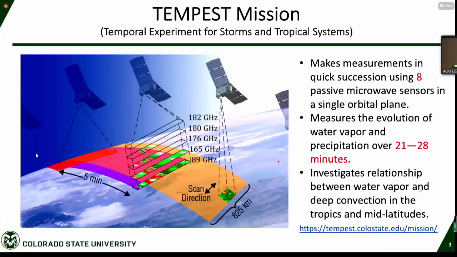First, I would like to introduce what the Tempest mission is. Tempest stands for Temporal Experiment for Storms and Tropical Systems. The concept of this mission is to launch a constellation of 8 microwave CubeSats in a single orbit, providing microwave measurements from 89 to 182 gigahertz. This will give us the evolution of water vapor and precipitation at about 20 minutes, and also give us the relationship between water vapor and deep convection in the tropics and mid-latitudes.